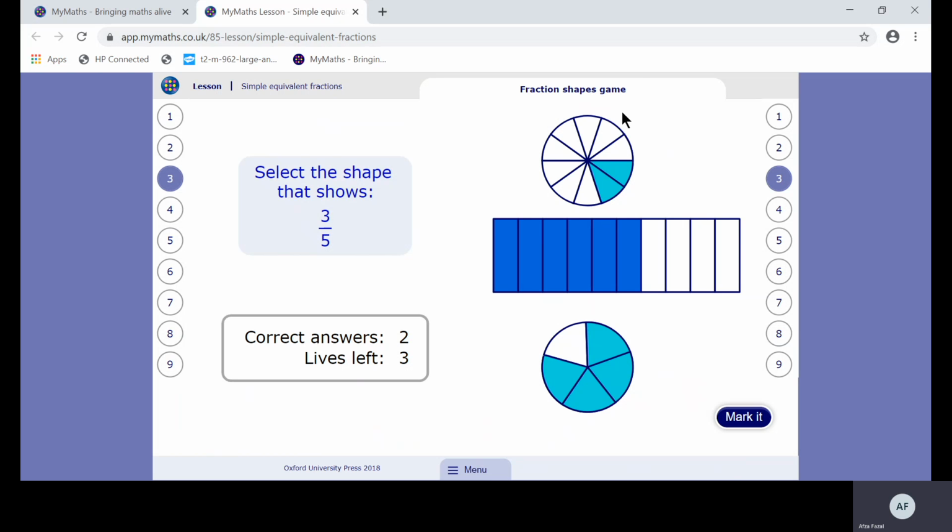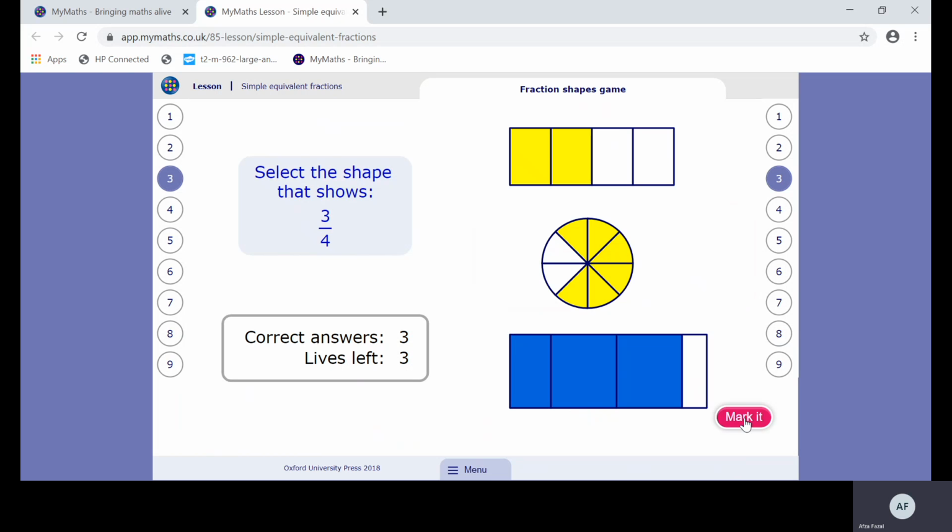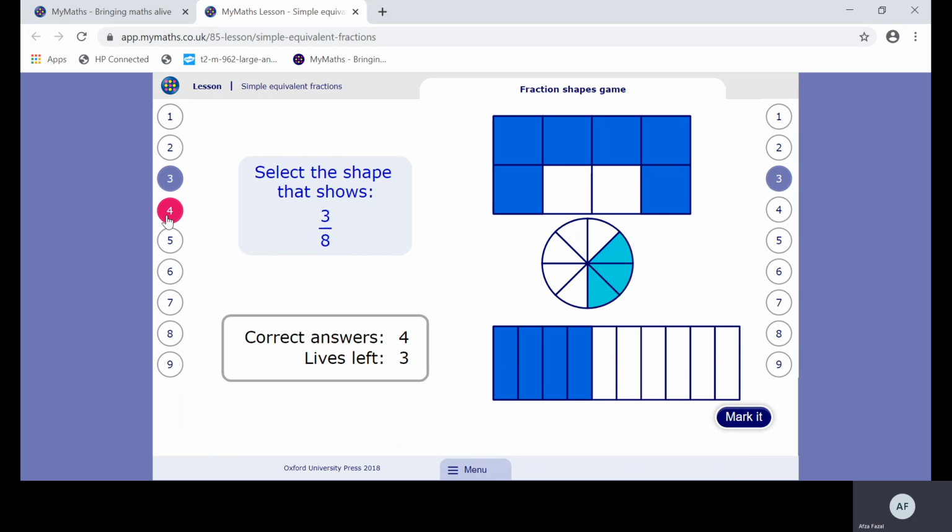Now, this gets a bit tricky because we've got 1, 2, 3, 4, 5, 6, 7, 8, 9, 10. So it's 10. 6 out of 10. So 6/10 is the same as 3/5. So you're going to look for the equivalent fraction as well. 3/4. I'm going to leave it at that now.